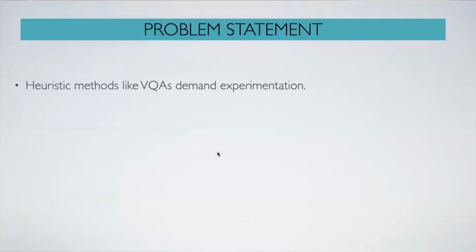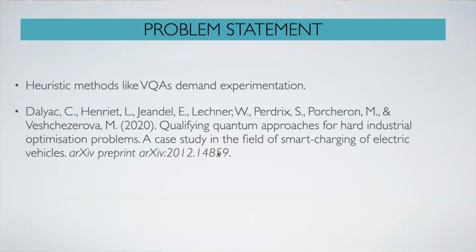My problem statement deals with experimenting with these variational quantum algorithms and seeing if we can tweak them a little in order to tailor them for specific problems. So the problem I'm currently working on is a case study in the field of smart charging of electric vehicles. This is a preprint on arXiv, and my initial goal is to reproduce the results from the above preprint. This preprint has two optimization problems, and uses QAOA mainly.